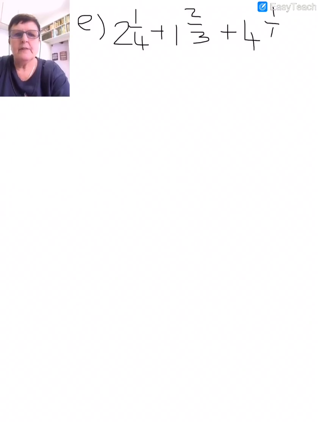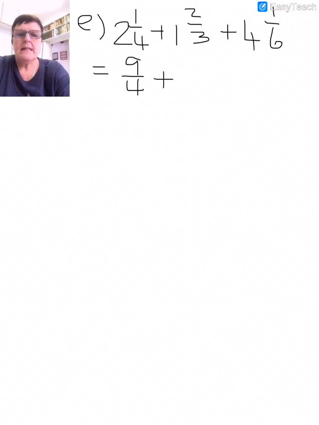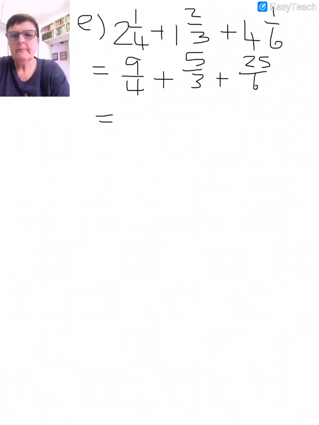For number E, the sum is 2.25 plus 1 2/3 plus 4 and 1/6. Again, change the mixed numbers into improper fractions. 4 times 2 is 8, plus 1 is 9/4. 3 times 1 is 3, plus 2 is 5/3. 4 times 6 is 24, plus 1 is 25/6. Find the lowest common multiple of 4, 3, and 6, which is 12.